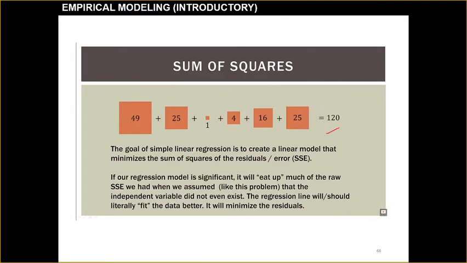So the goal of simple linear regression is to create a linear model. It is a linear model that minimizes the sum of the square of the error, SSE. If the regression model is significant, it will eat up much of the raw SSE. We assume, as in this problem, that the independent variable did not even exist. The regression line should linearly fit the data better. It will minimize the residual. Is it clear?